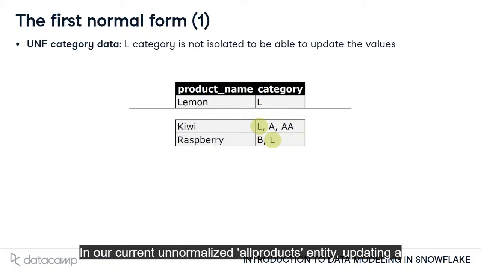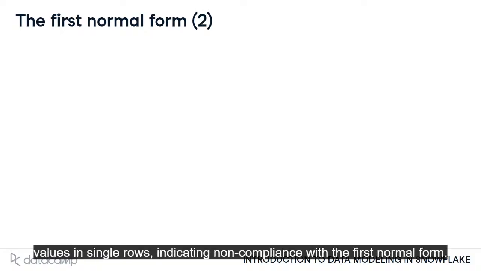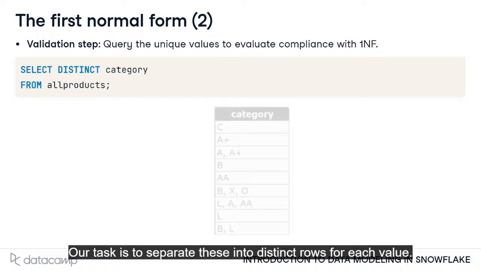In our current unnormalized all products entity, updating a single L category proves challenging since it's not isolated. Querying the category attribute reveals multiple comma-separated values in single rows, indicating non-compliance with the first normal form. Our task is to separate these into distinct rows for each value.